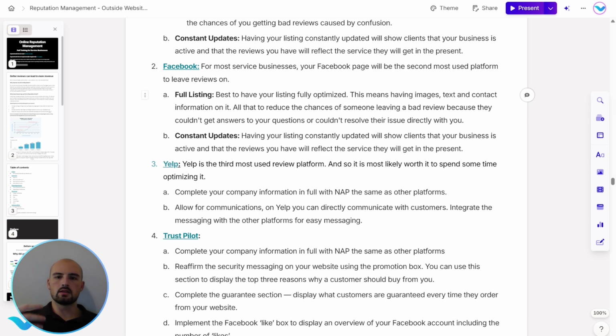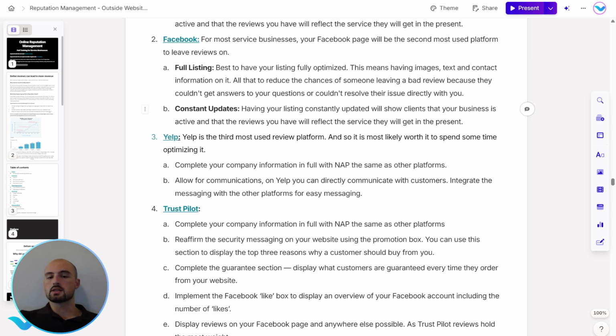That just increases the, again, personability of your profile, makes sure that people know that you're engaged, people know that you're there. That reduces likelihood for negative keywords. Constant updates, having your listing constantly updated will show clients that your business is active and that the reviews you will have will reflect the service they will get in the present.